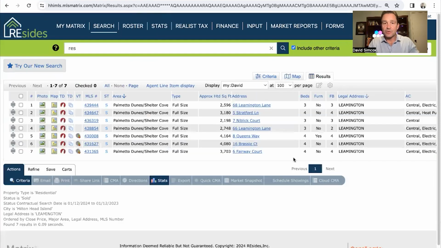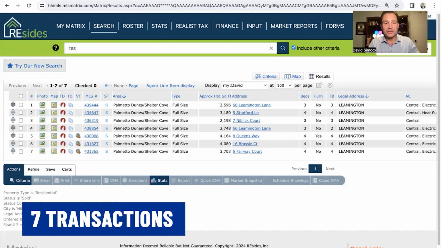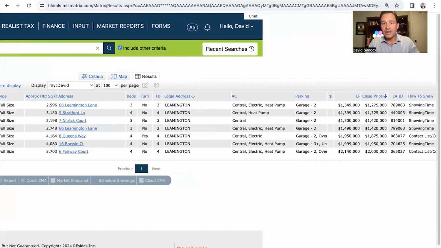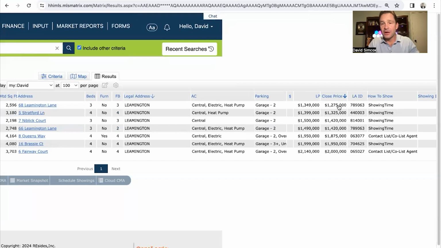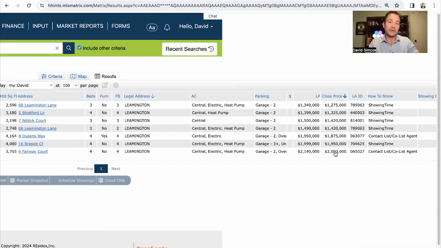And looks like we have 7 transactions in the past year. And we are ranging anywhere from $1.275 million all the way up to $2 million. So the most expensive transaction in Leamington, from what I have here, is $2 million.